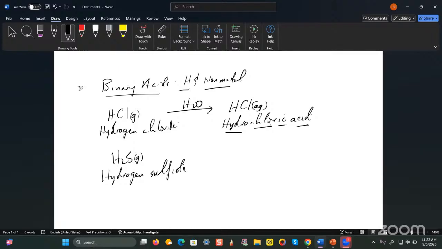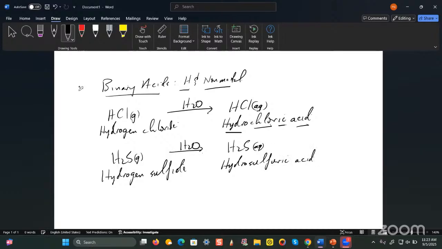So applying that to this example, again, you add H2S to water, and you're going to get your acid, H2S aqueous. So the name of this compound is hydrosulfuric acid.